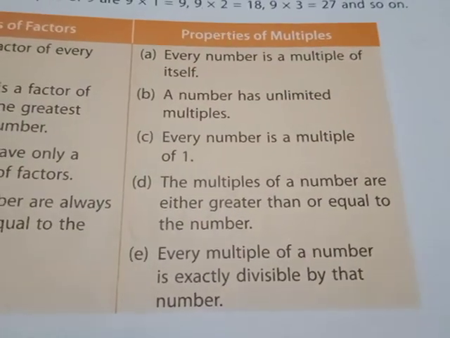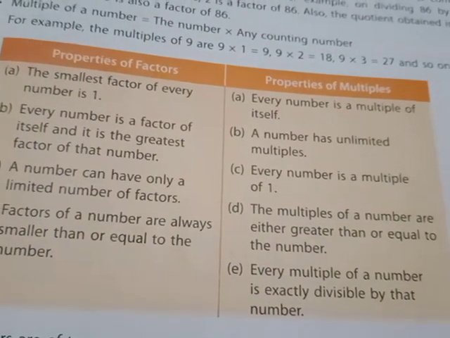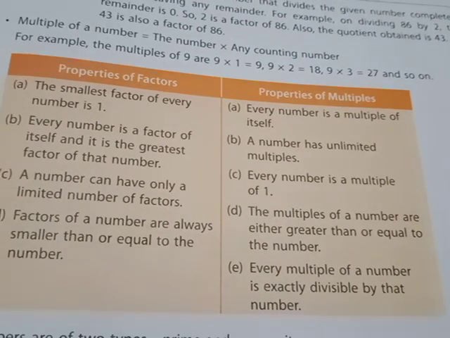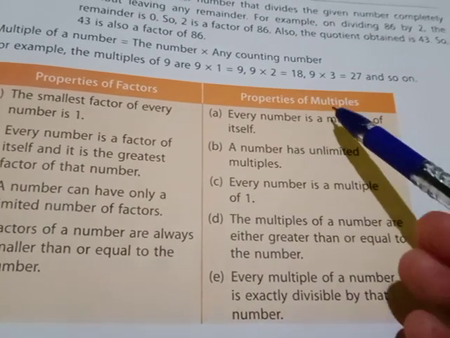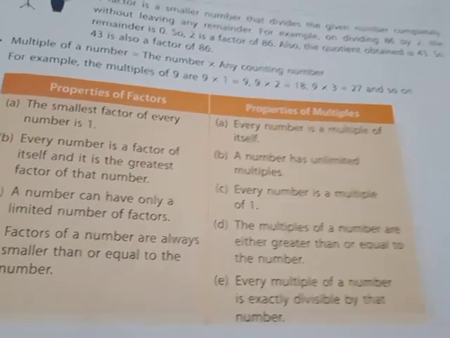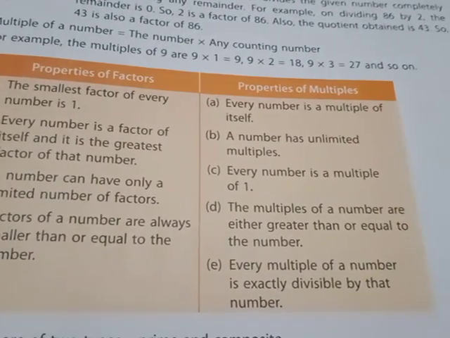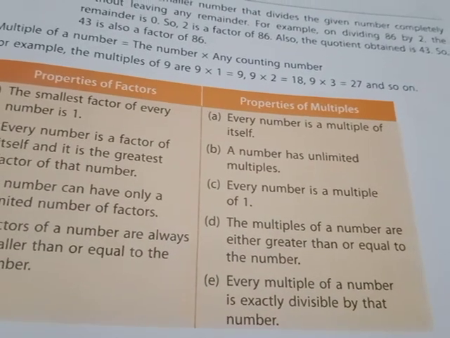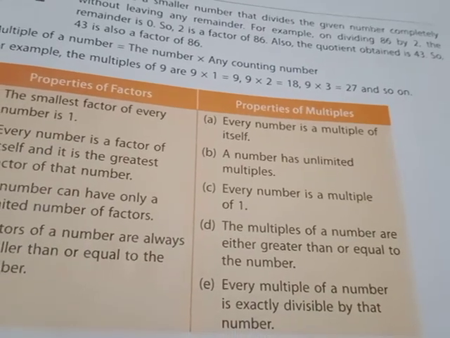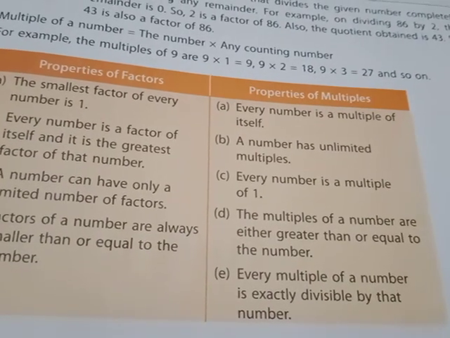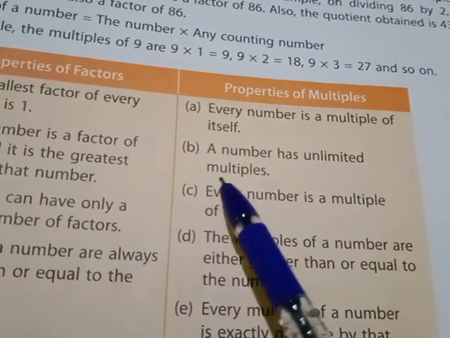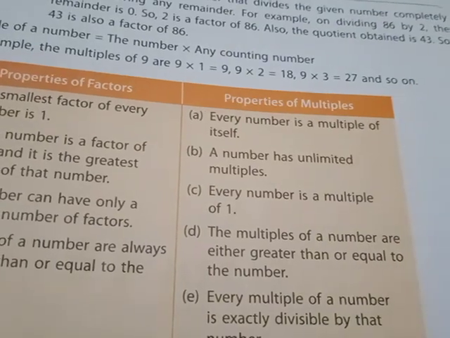Second one is a number has unlimited multiples. As we read, factors are limited in number. A number can have only 2 factors, or only 10 factors, but a number has unlimited, uncountable, infinite multiples. Suppose you have to write for 8. So you will write 8, 16, 24, 32. It will go on and on. It will not stop at 80. It will go to 88 and then ahead. It is uncountable. Multiples are unlimited, means uncountable.